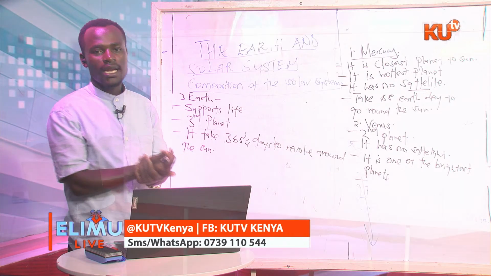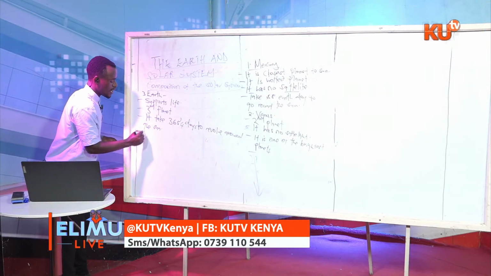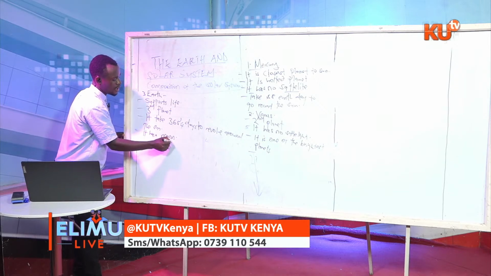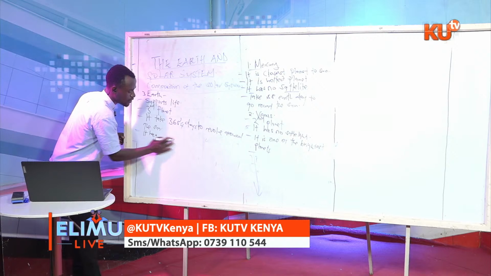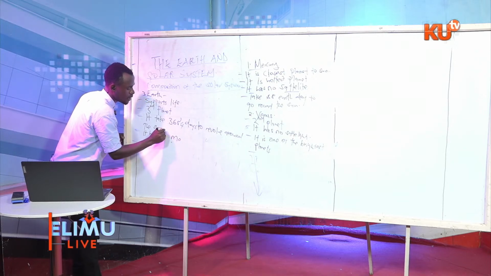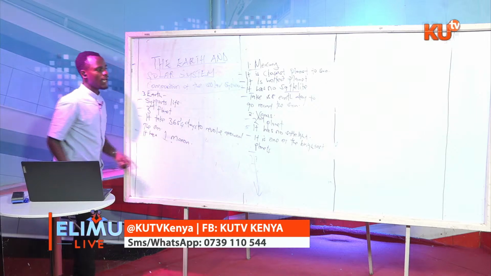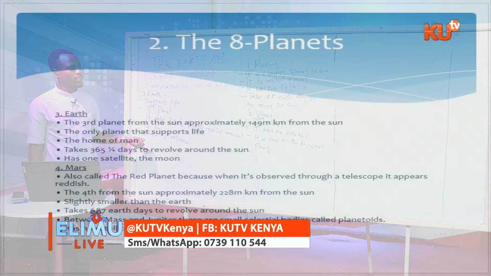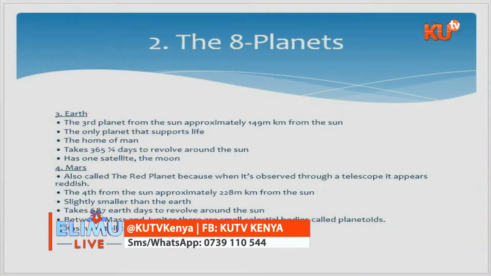It has one satellite that we call the moon. It has got only one moon. Unlike Mercury and Venus, at least the Earth has got one satellite. We saw that Mercury and Venus do not have any satellite. So that is all about the Earth. Let's go to number 4.